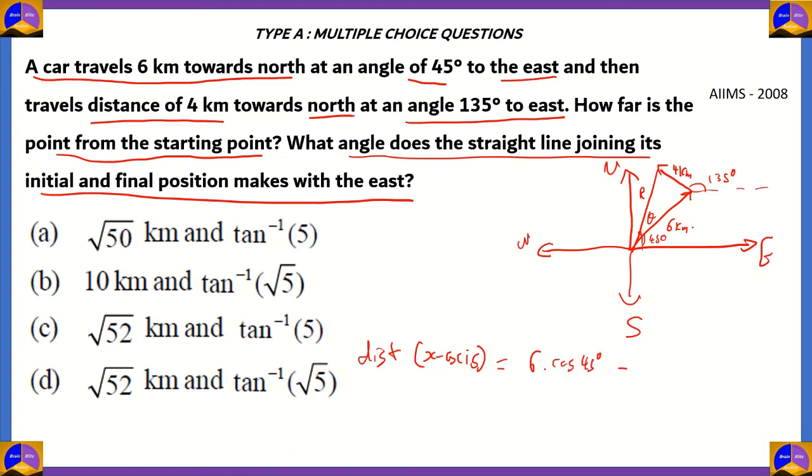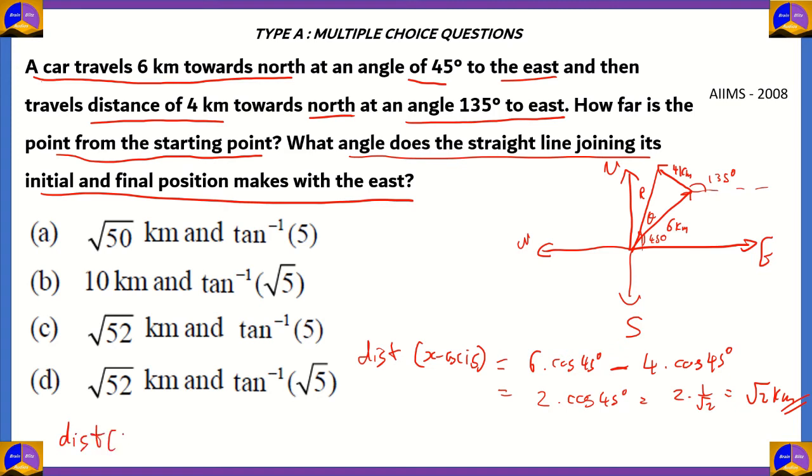Since the other distance is moving to the left, that means it's moving backwards in terms of the x-axis. You subtract it, so that is 4 times cos 45. So 6 minus 4 is 2, so 2 times cos 45, that is 2 times 1 by root 2, which is equal to root 2 kilometers. So the distance along the x-axis is root 2 kilometers.